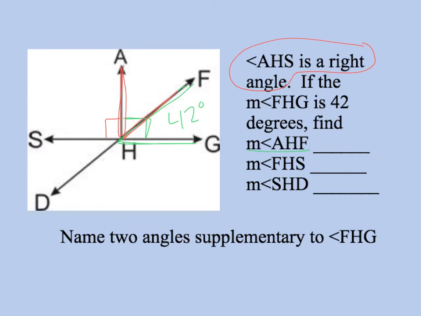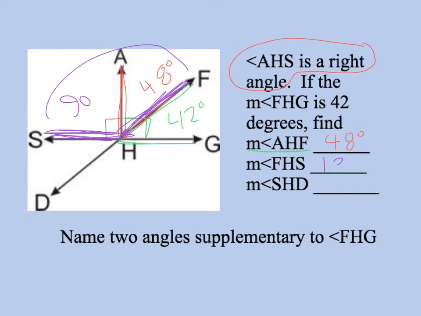Well, these two are complementary. They add up to 90. So this must be 48 degrees. So I write this right here. FHS, mark this, FHS is this purple one. So the purple one is 90 plus 48. It's these two angles together. So that's 138 degrees.